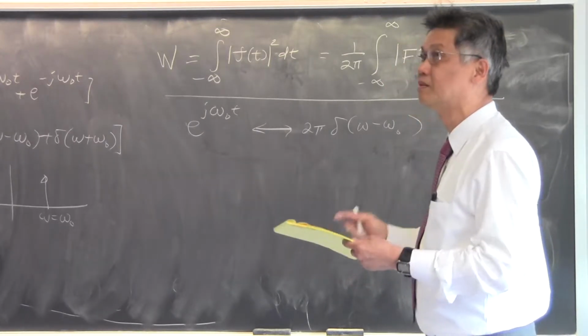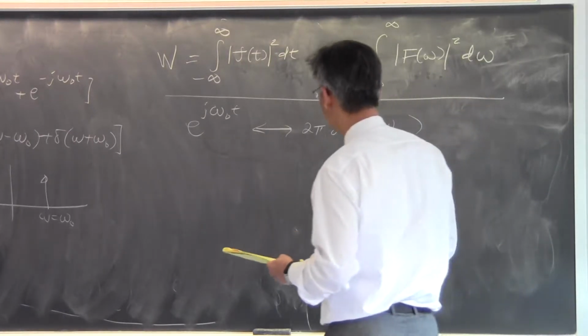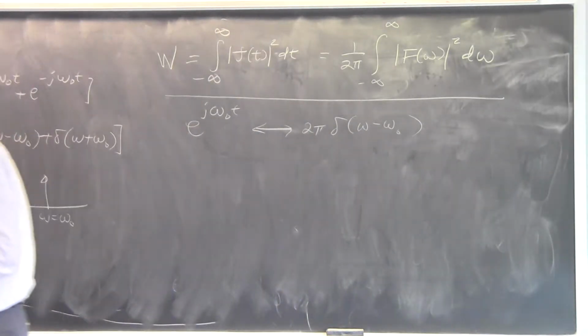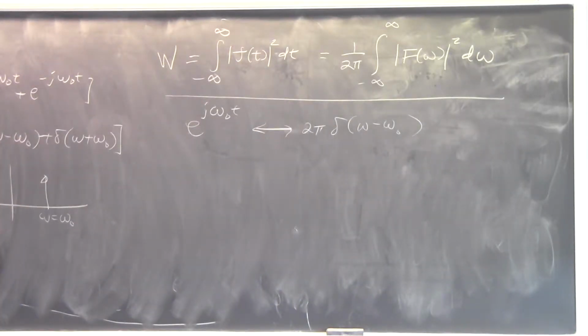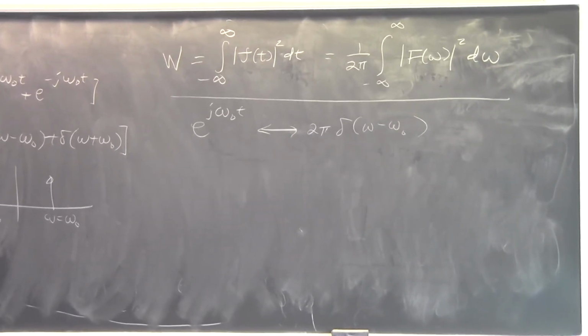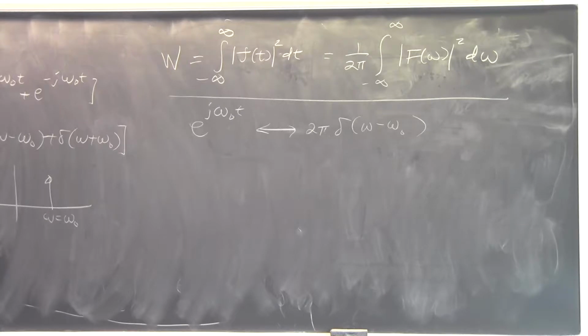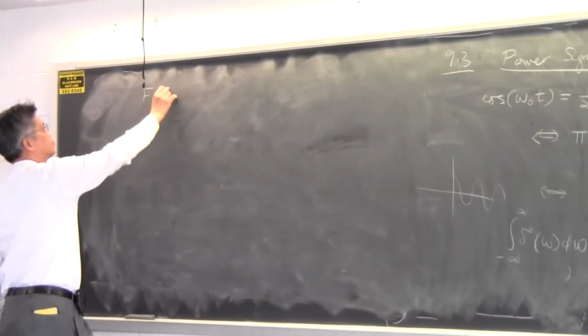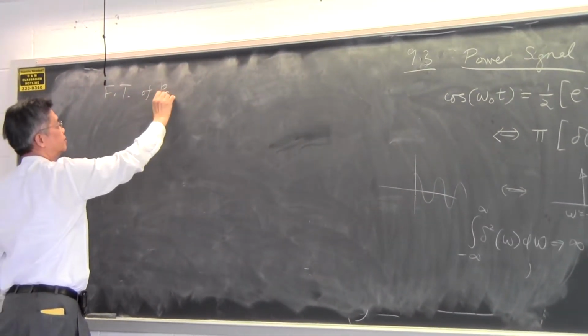And let me derive one of the most important identities of this course. This identity is very important. It's the Fourier transform of a periodic signal.